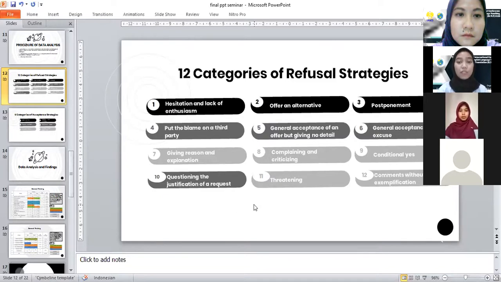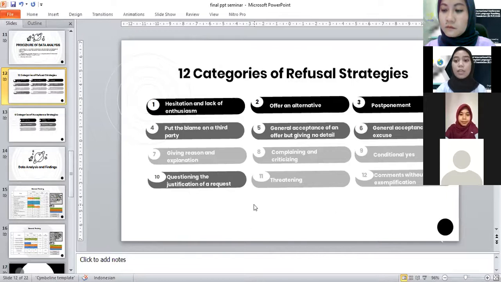Seven, giving reason and explanation. Eight, complaining and criticizing. Nine, conditional yes. Ten, questioning the justification of a request. Eleven, threatening. Twelve is comments without exemplification.